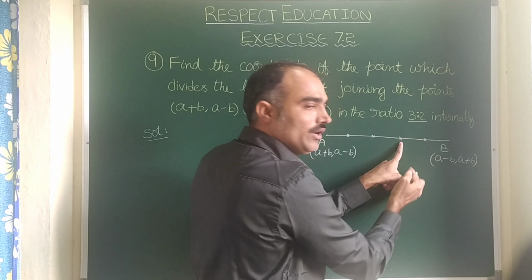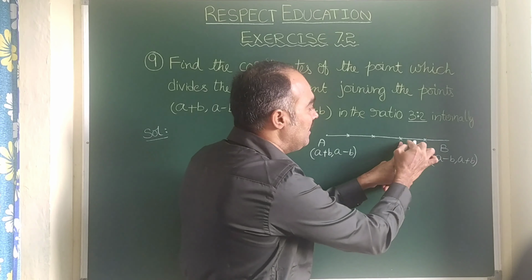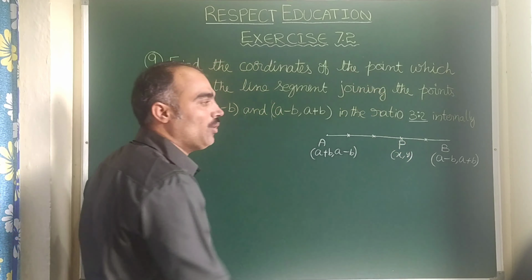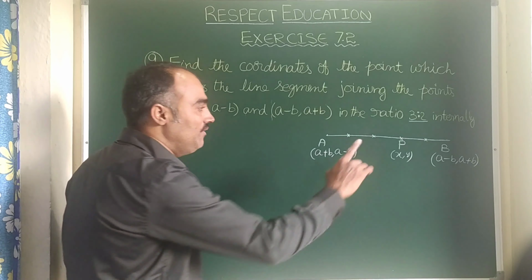So here if you take the point, before this point 3 equal parts are there, after this point 2 equal parts are there. So this is the required position of the point. Let us take that as P. So we can take it as P(x, y). So we need to find the value of x and y. Or in other words, we have to find the coordinates of the point P, which divides AB in the ratio 3:2.